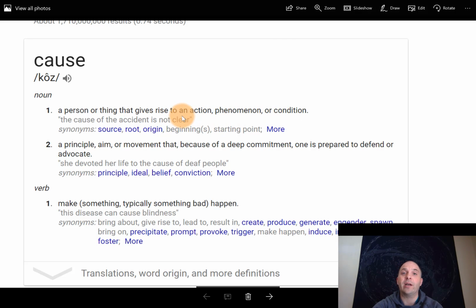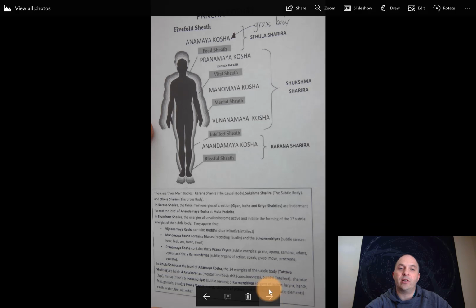If you remember what I said in the first video, a very loose and popular translation of the word karma is action. So here we see cause being a person or thing that gives rise to an action, phenomenon, or condition. And I talked about karma in the first video as those actions, the things that happen to us, which is also a phenomenon, the phenomenon of our reality. And then there's also the condition, which is the experience of our reality. Very interesting here, because I think this is a very good indication of that.